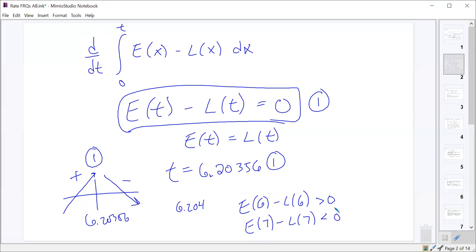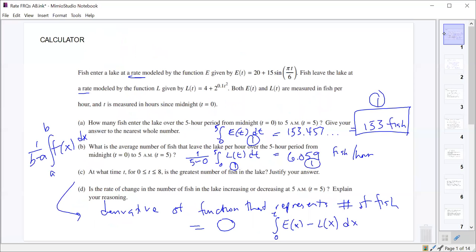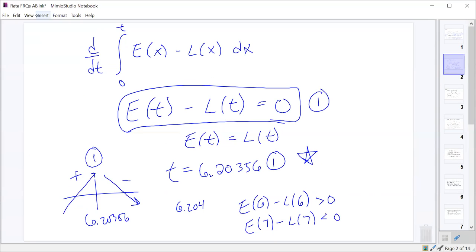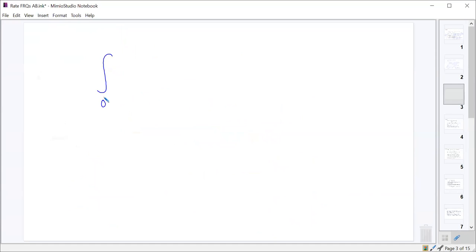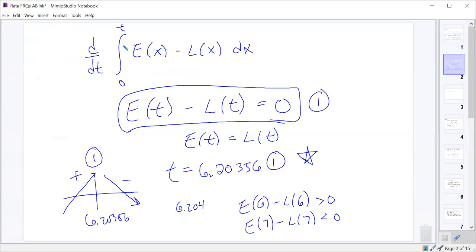Another option that you could use is, once you found this value, you could say that this is the only place it could be a max, except potentially at the endpoint. And then you could find the number of fish in the lake at 6.20356, at 0, and at 8. So if you wanted to show it that way, you would plug in 0 to the function. Well, that'd be 0, right? We're plugging into our function that represents the number of fish in the lake.